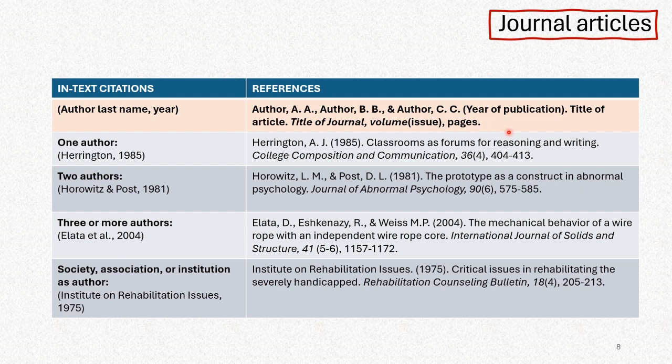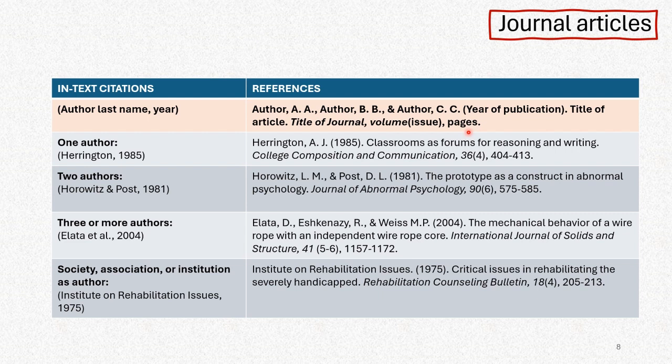Okay. So after you list the authors, write the year of publication in parentheses, dot, and then followed by the title of the article, dot. And then after that, you write the title of the journal, comma, and then the volume. Both of these are in italic. And then the issue number in parentheses, comma, finally write the pages, dot.